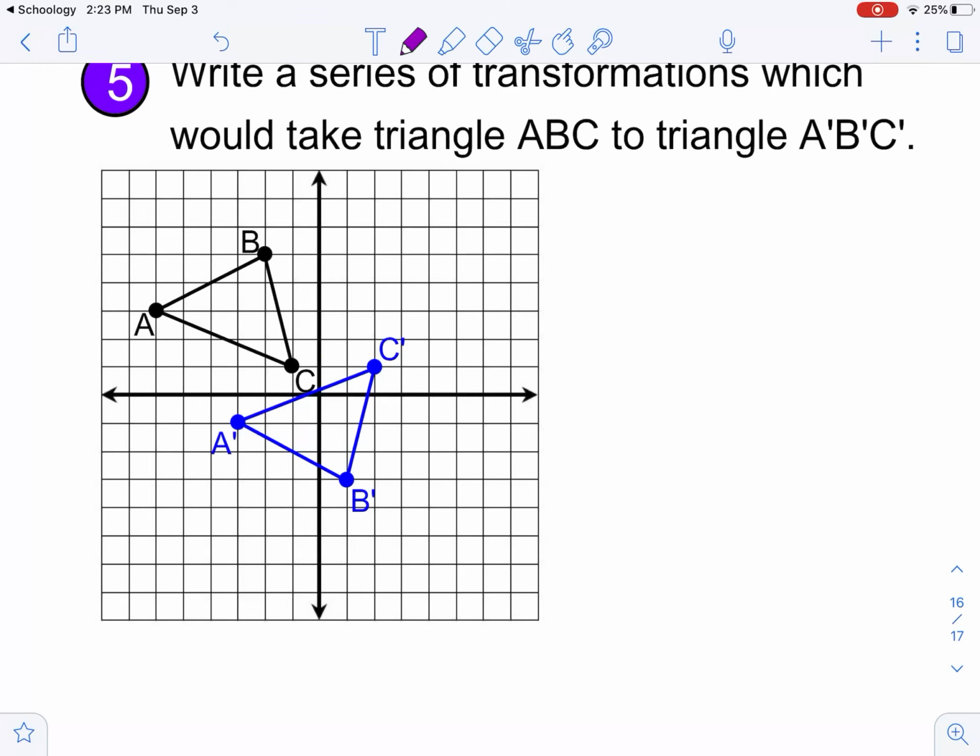So I say, okay, where do I want to reflect it? Do I want to reflect it over the x-axis or the y-axis? If I reflect it over the x-axis, A is going to end up over here, and C is going to end up over here, right? And that's not what I want. I want A still over here. So I need to reflect it over the x-axis.